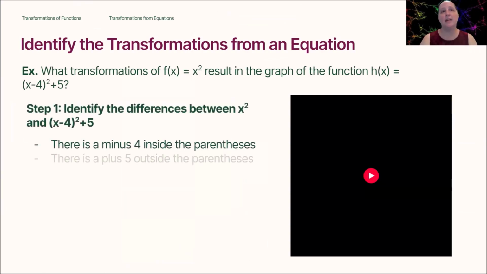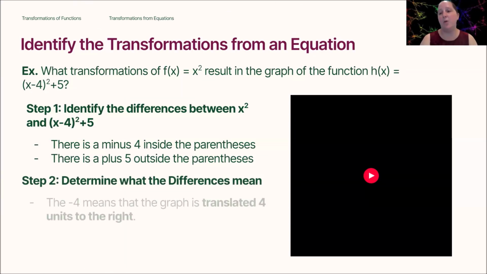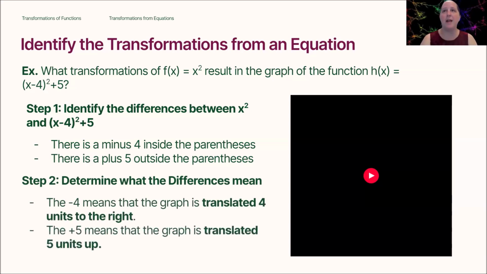So again, I want to translate transformation. I want to figure out what my transformations are. So I'm going from x squared to (x minus 4) squared plus 5. I notice that there is a minus 4 inside the parentheses and a plus 5 outside the parentheses. The 4 inside is translated 4 units to the right. The plus 5 tells me I'm translating 5 units up.